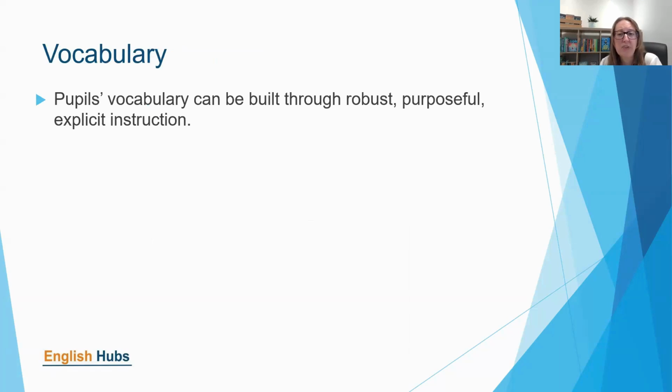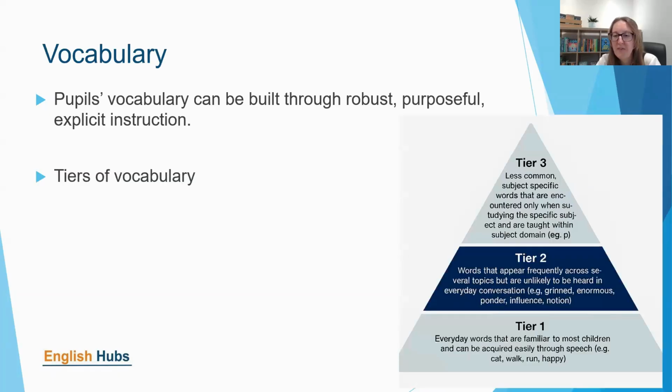There is growing evidence that pupils' vocabulary can be built through robust, purposeful, explicit instruction. The EEF advises that schools extend vocabulary by explicitly teaching new words, providing repeated exposure to them, and providing opportunities for pupils to use them. I'm sure many of you have seen this work before, but Beck and her colleagues broadly categorise words into 3 tiers. Tier 1 are words that rarely require instructional attention, as pupils are exposed to them at a high frequency from a very early age.